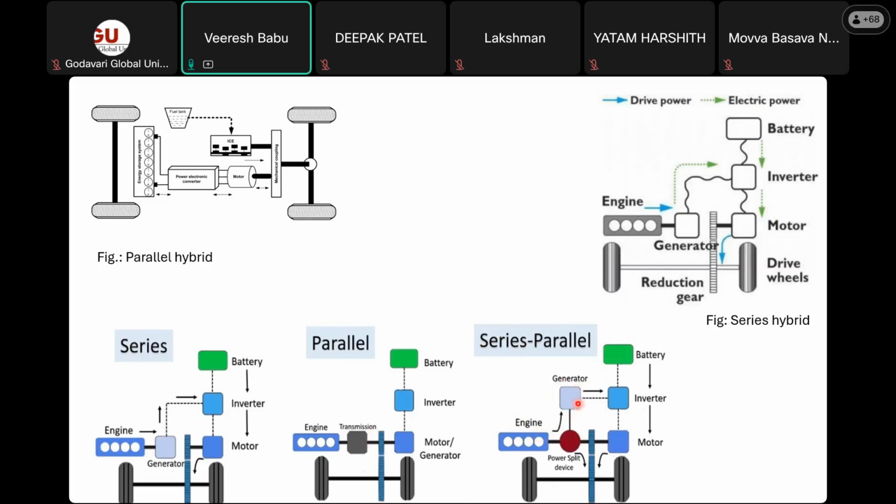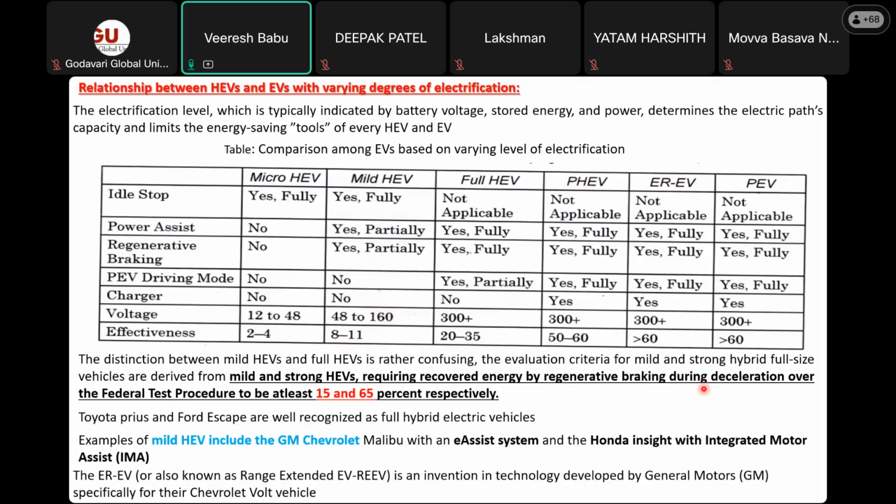Sometimes it behaves like a series, sometimes it behaves like a parallel hybrid vehicle. Okay, right? Now, once you know this principle of how it is going to attach to your vehicle, then we'll try to talk about the different types of hybridization.